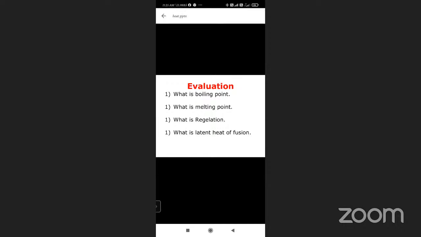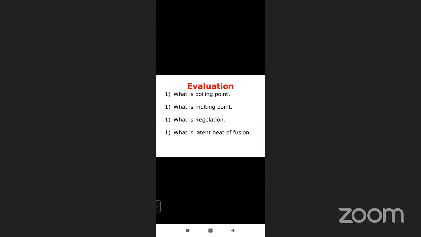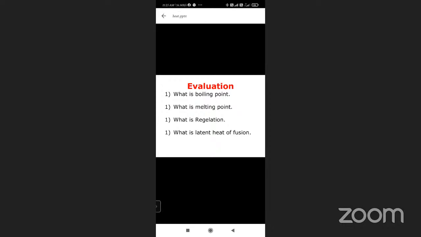Now see what is the first question. What is boiling point? So you have to define that. What is boiling point of liquid? So those who know the answers, you can raise your hands and you can tell the definition.